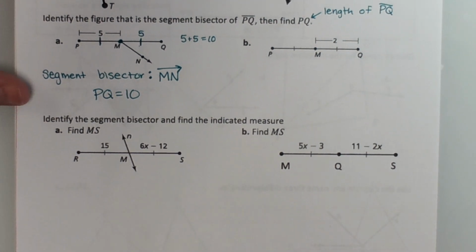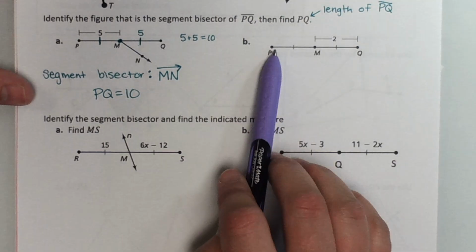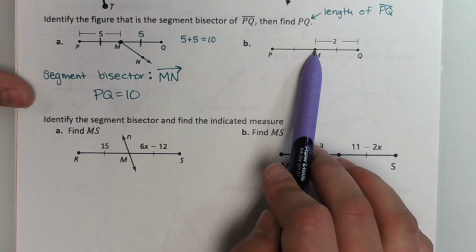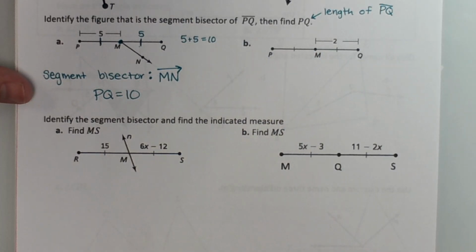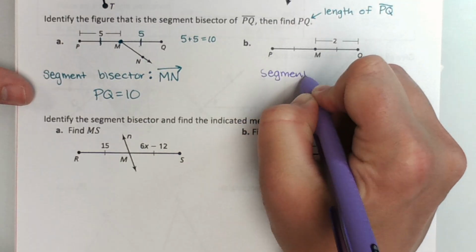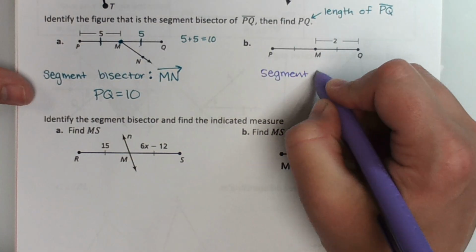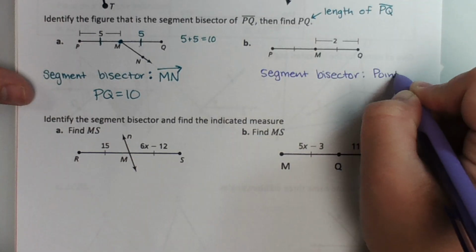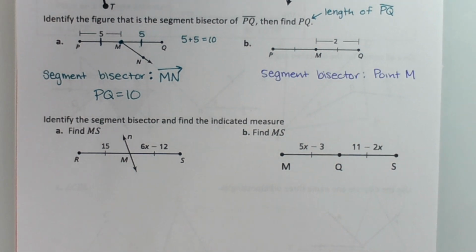Problem B. Here's my segment. What's the midpoint? M. Is there anything going through M? No. It is possible for a point to be both the segment bisector and the midpoint. If nothing is going through that middle point, then that middle point is the bisector.